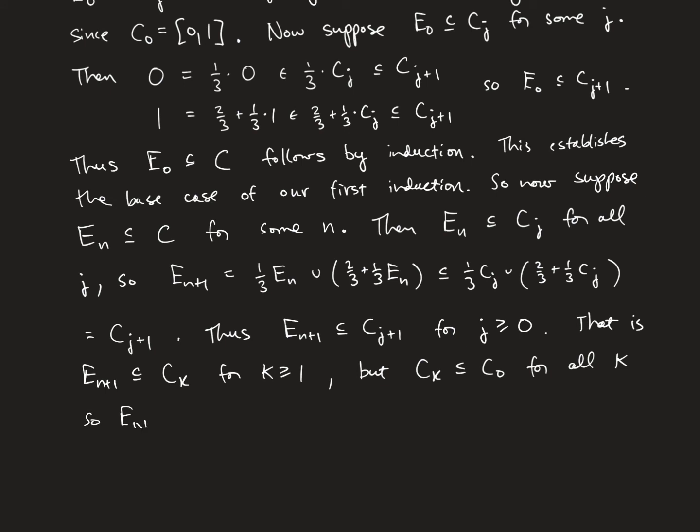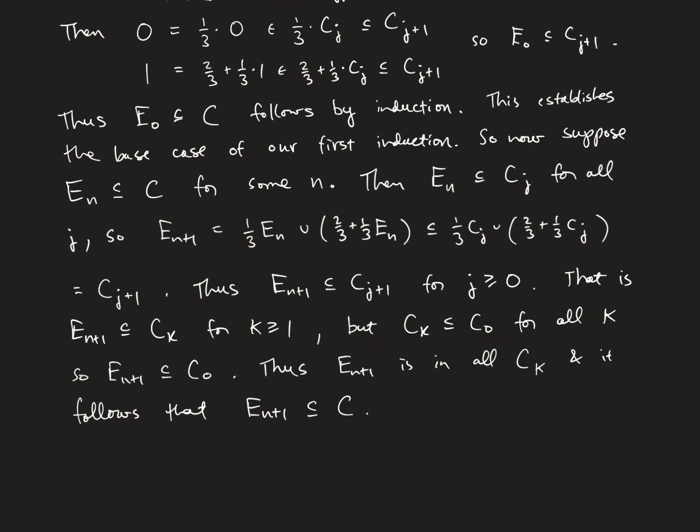So E_{n+1} is also contained in C_0. And so this implies, thus E_{n+1} is in all the C_k, and it follows that E_{n+1} is in the Cantor set. Okay, so that's the inductive step. So this completes the inductive step. The step is complete, and so the proof is complete.